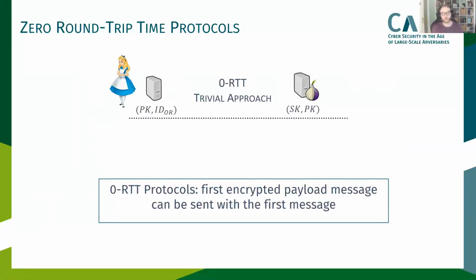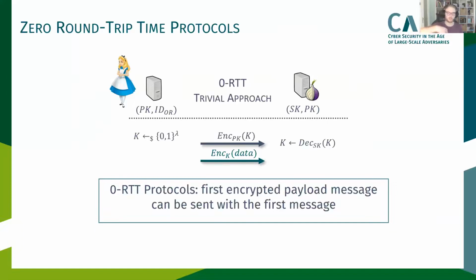And a trivial approach to achieve the T0RTT property is to use public key encryption. Here, Alice can use the public key of the onion router to encrypt a randomly chosen symmetric key. Then she sends the encrypted key to the onion router, and additionally, she can send encrypted zero round-trip time data. The onion router can use the secret key to decrypt the session key and then decrypt the zero round-trip time data.